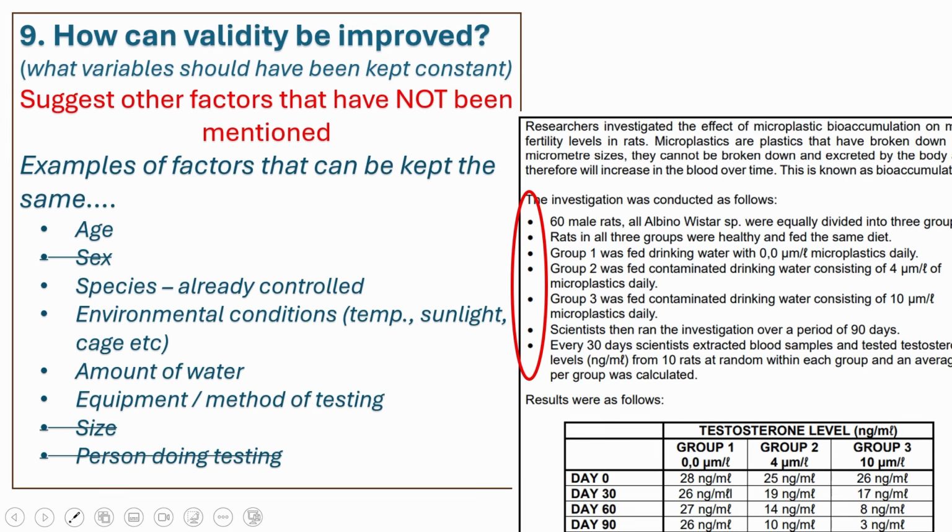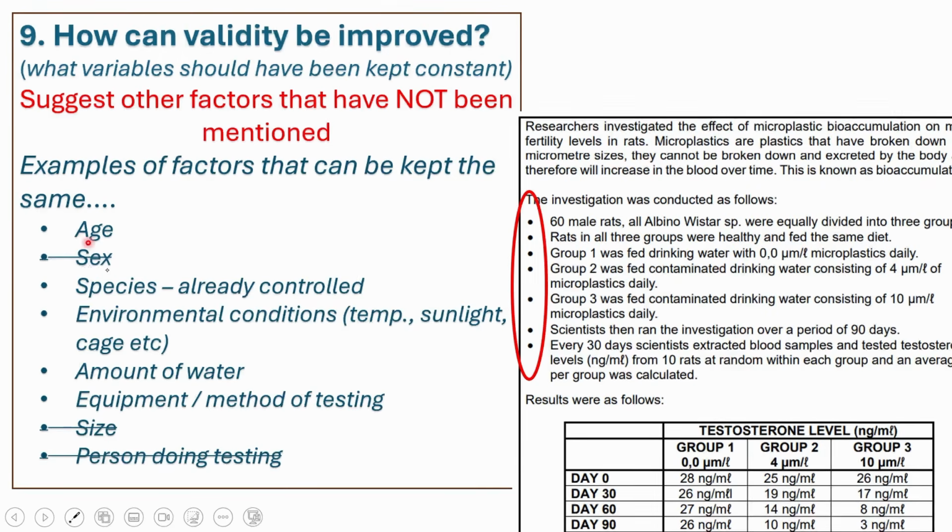Okay, so we can still improve this investigation, make it more valid by keeping the age of the rats the same, because age affects testosterone level. If I took a rat that was 1 year old compared to a rat that was maybe 2 years old, the age affects testosterone level because testosterone increases when males become reproductively active.